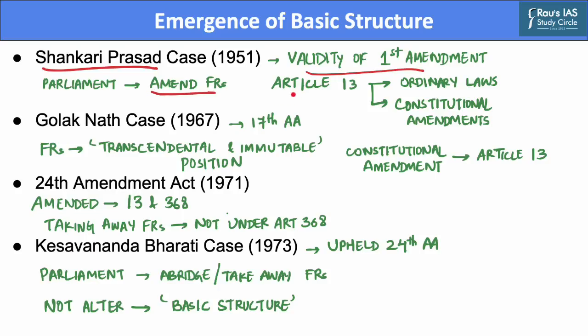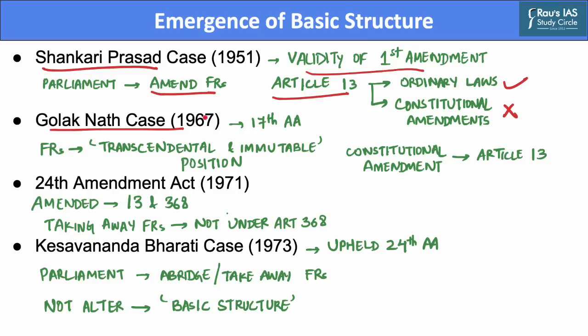The word law under Article 13 included only ordinary laws and not the Constitutional Amendment Acts. Therefore, Parliament can abridge or take away any of the fundamental rights by enacting a Constitutional Amendment Act, and such a law will not be void under Article 13.